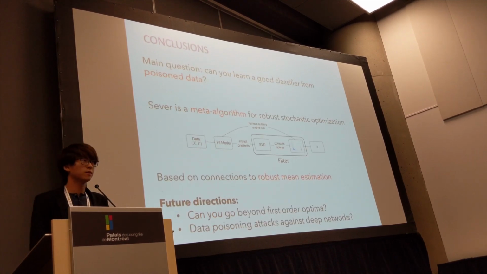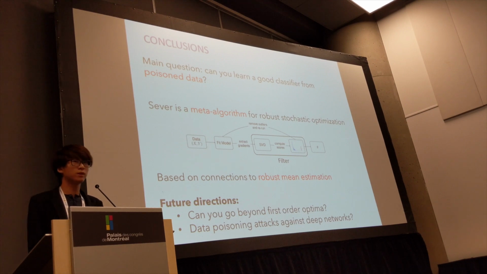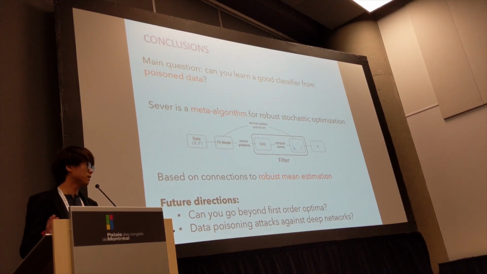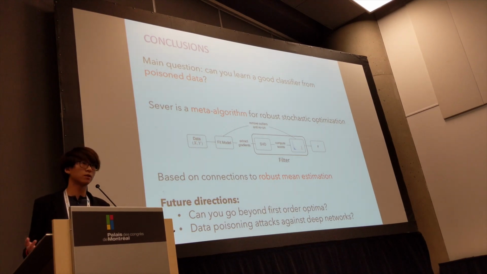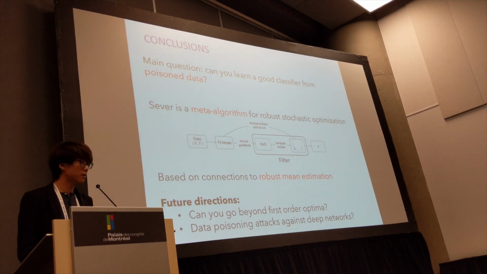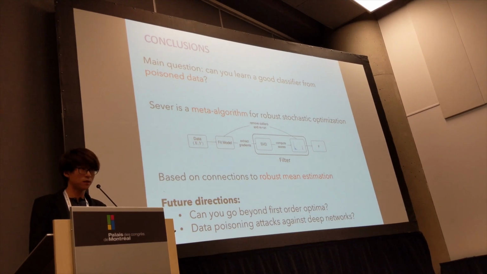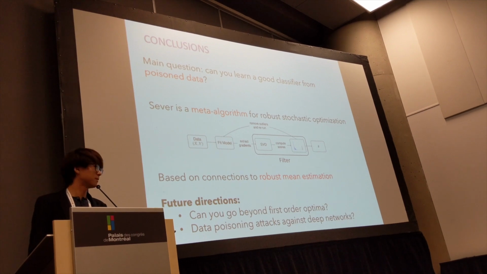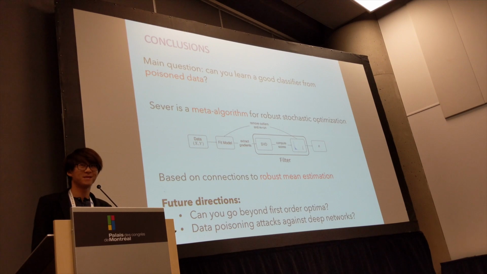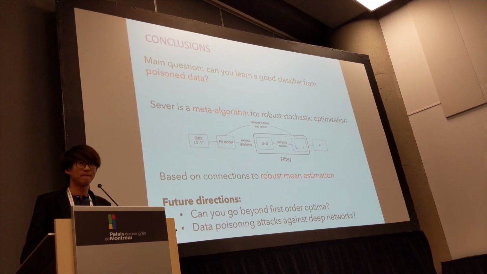There are a couple of future directions that I should mention. So first of all, we were just getting approximate first order minima. This is generally pretty good, but you could ask for more. For instance, maybe second order or other kinds of things. Another very interesting question is what's happening with these data poisoning attacks on deep networks. We don't actually know any, so that's kind of surprising. I feel like they should exist, but who knows? Okay, that's it.